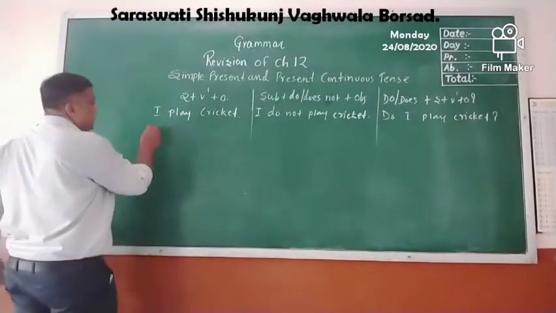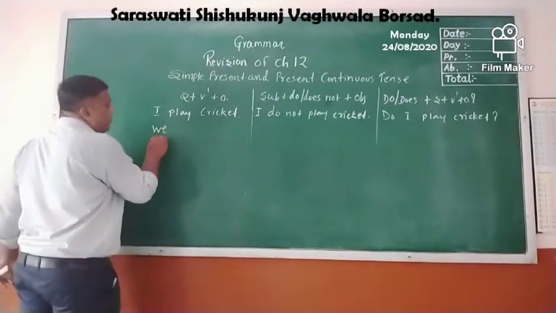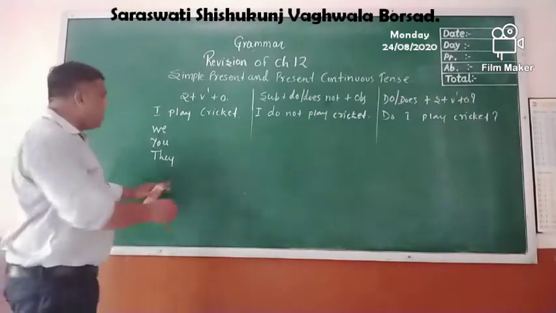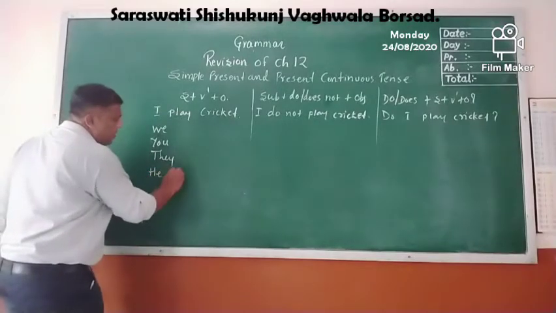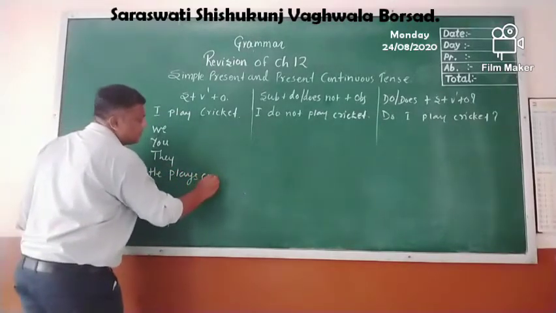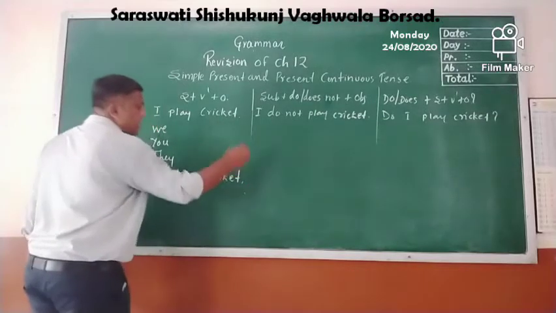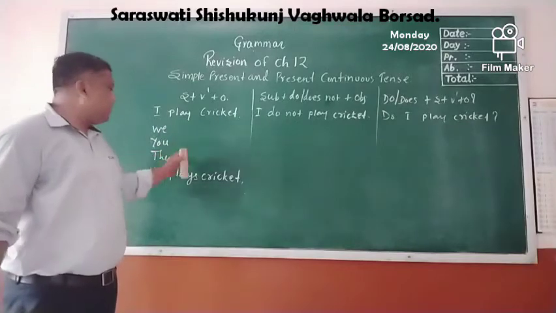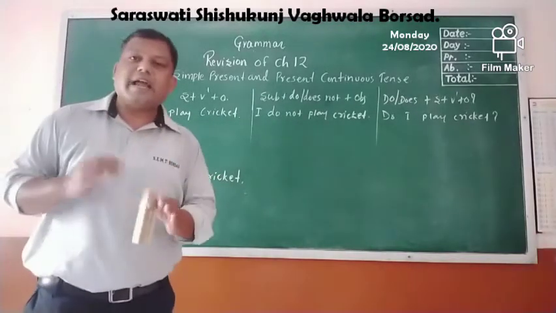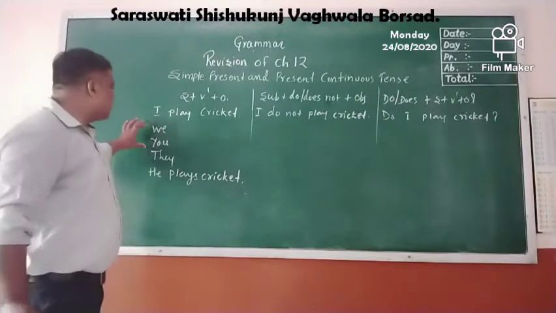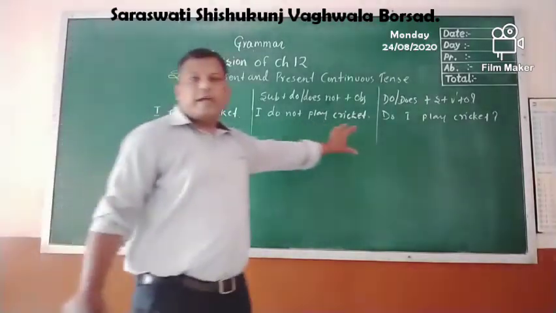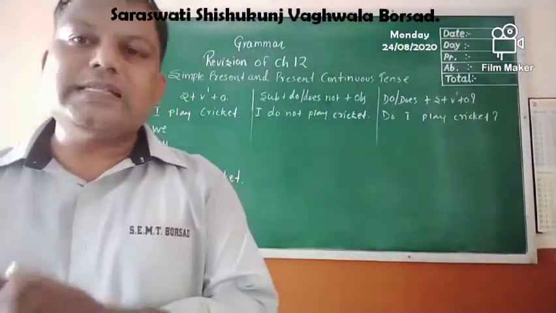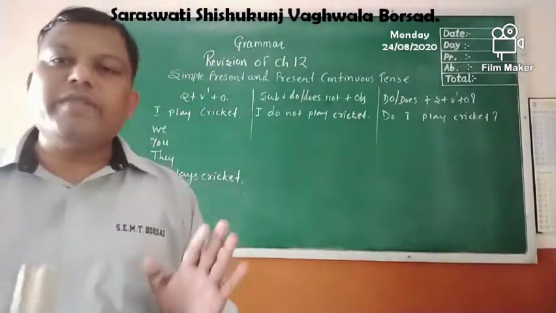Then let us see. We have already seen about I, you, they. You know, correct? Now about he. You can see here, he plays cricket. I play cricket, we play cricket, you play cricket, they play cricket. I am just trying to solve your query. So you can see here, this will remain the same everywhere. Only the subject will change and do not or does not will change. Otherwise everything will remain the same.